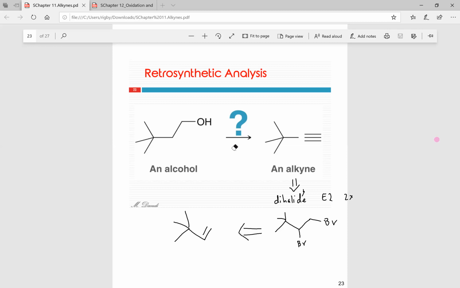So if you recall, we can in fact make an alkene out of an alcohol by doing dehydration, okay? Does that make sense so far? I hope it does. And so now what I'm going to do, I'm going to rewrite all of this in the forwards direction with all the reagents listed.